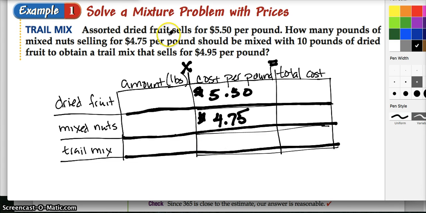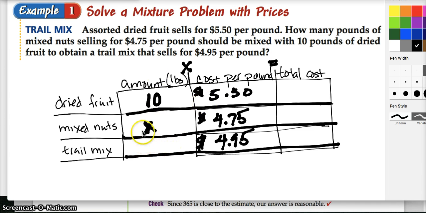And then we were asked to figure out how many pounds of mixed nuts. So that's the thing we're looking for. I'm going to put an X because we're looking for this amount. How many pounds of mixed nuts should be mixed with 10 pounds of dried fruit? So that tells me the amount that I'm using. I'm going to put the 10 pounds of dried fruit there to create a trail mix that sells for $4.95 a pound. So I'm going to put my $4.95 here.